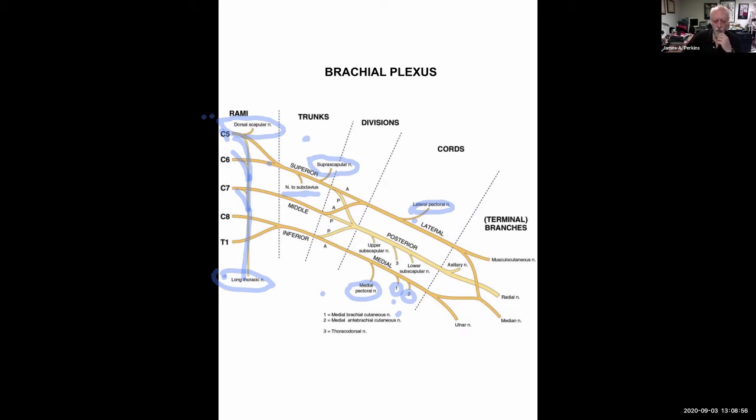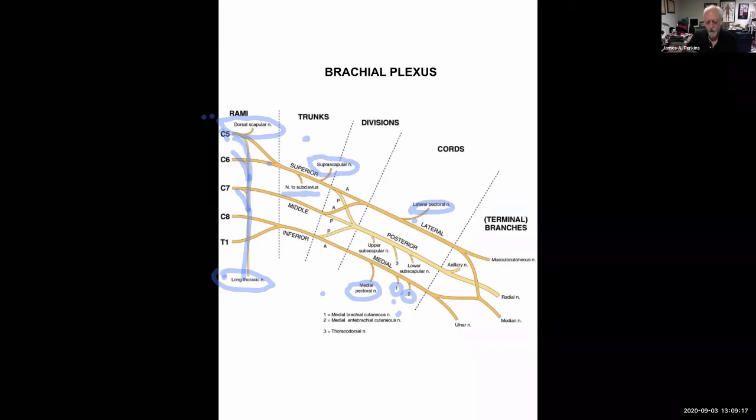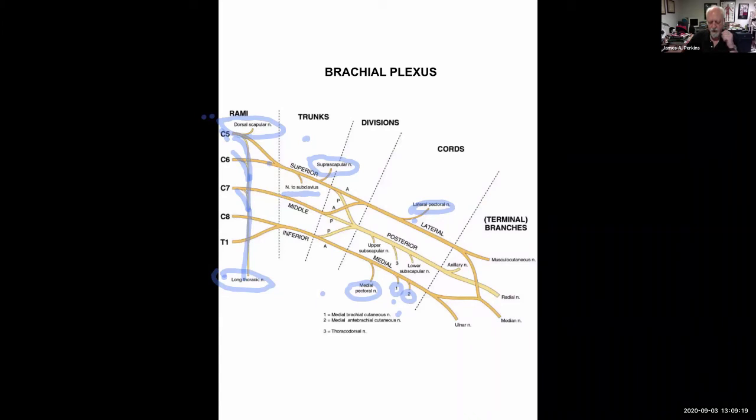Number 2, the medial antebrachial cutaneous nerve is a sensory nerve to the skin on the medial aspect of the antebrachium. The antebrachium is your forearm. So if you imagine the upper limb held at your side in proper anatomic position, the pinky side of your forearm would be facing in towards your body. So that would be the medial aspect of the forearm.